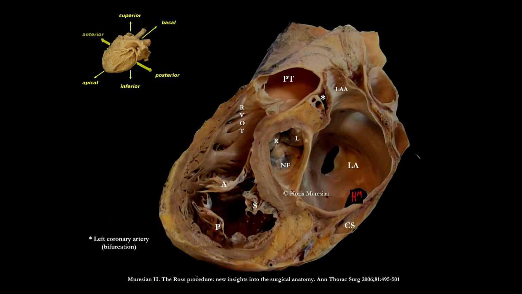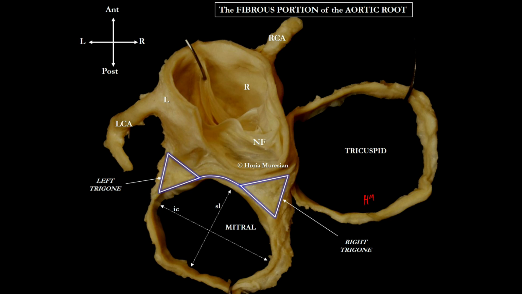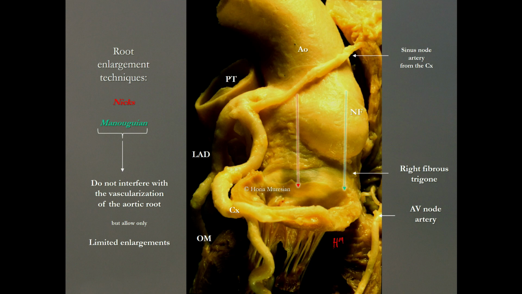Note also the non-planar disposition of the distal interventricular septum. The anterior mitral leaflet alternatively delimitates the inflow from the outflow compartments of the left ventricle and consequently takes part in the makeup and function of the aortic root too. The fibrous portion of the aortic root corresponds to the two fibrous trigones of the heart and is related to the left and the non-coronary sinuses of the aorta. Enlargement procedures such as Nicks and Manouguian are performed at this level. These allow, however, limited enlargements, but have the advantage of not interfering with the vascularization of the aortic root.